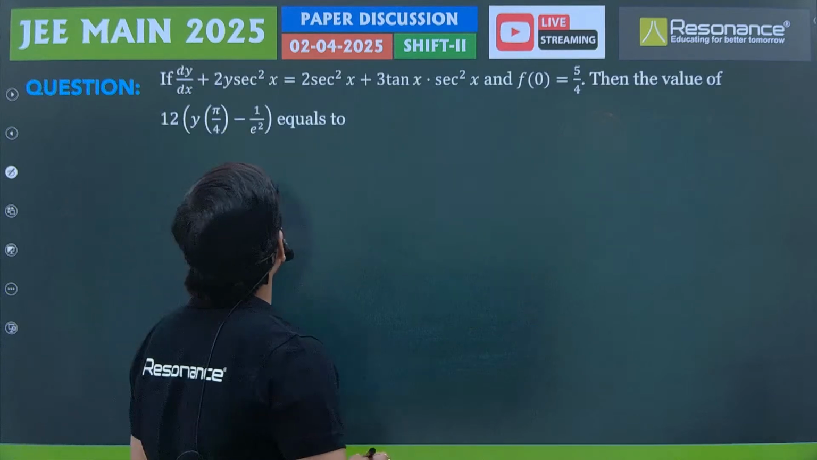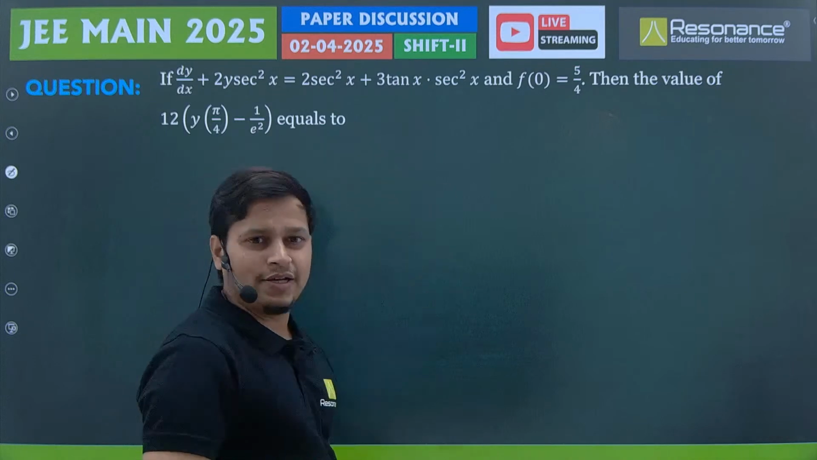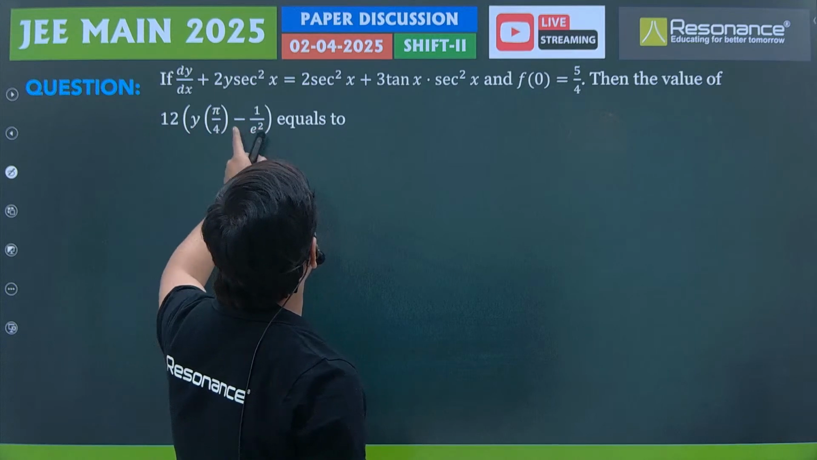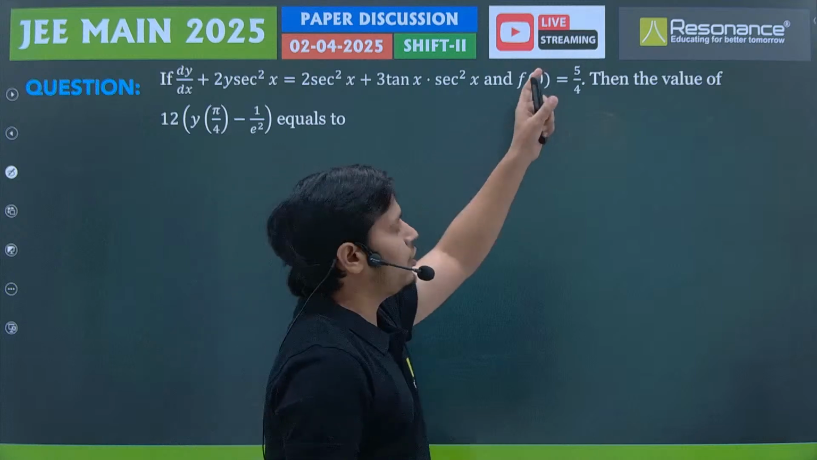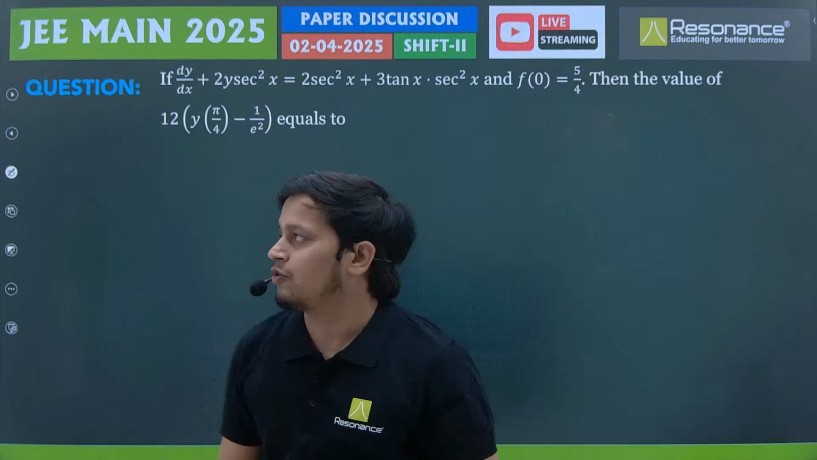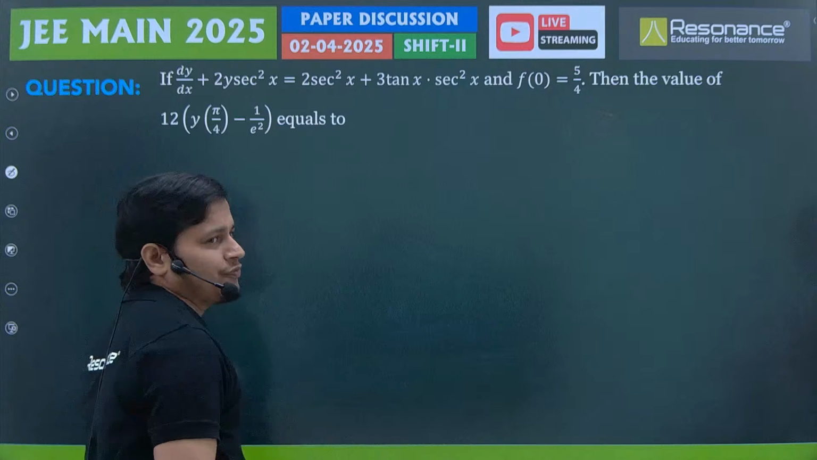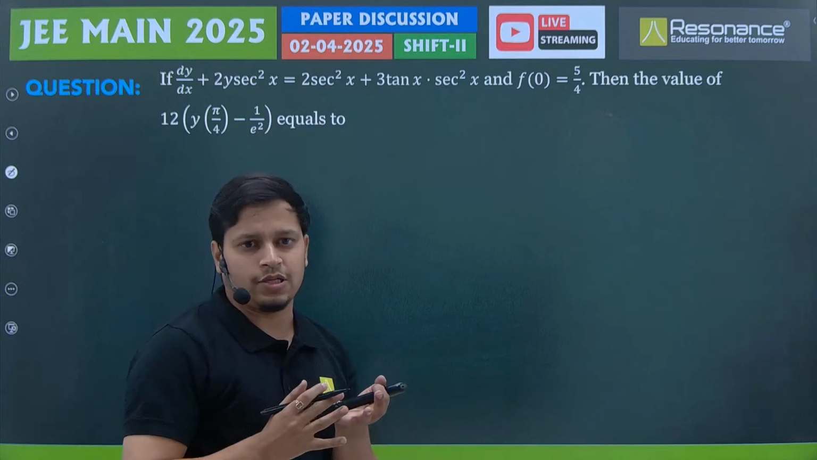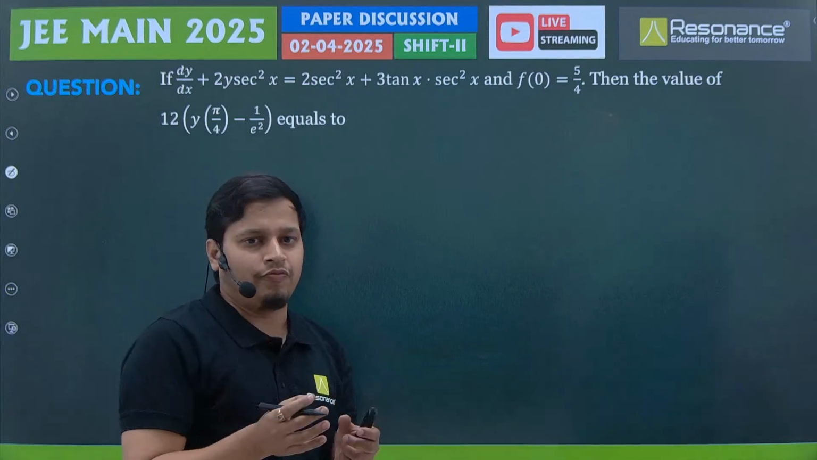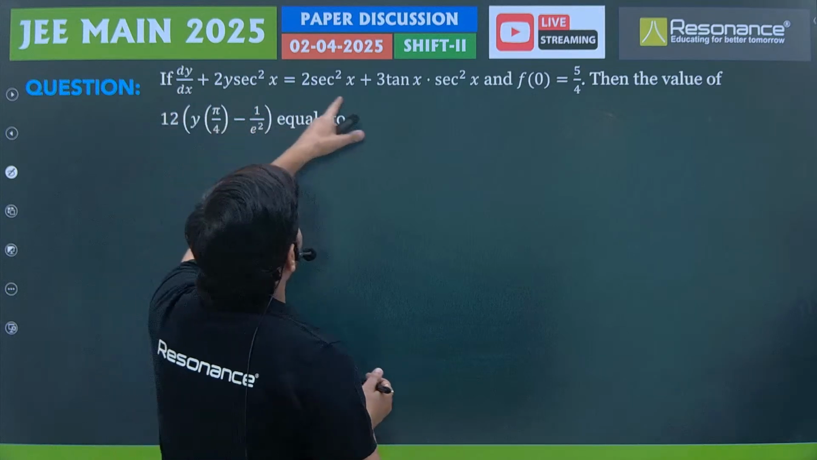Now the next question, dy by dx plus 2y sec square. Here we have a linear differential equation. We need the value of 12y of pi by 4 minus 1 by e square, f0 equal to 5 by 4. So at last we just need to solve this differential equation. First, which form is this differential equation given in? If you count from the variable separation method to linear differential equation, directly you will match it with the linear differential equation. So this is a linear differential equation.